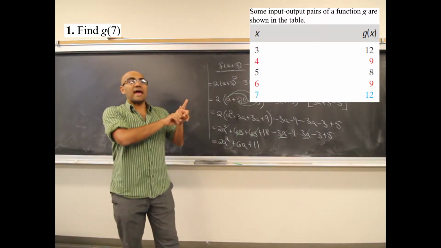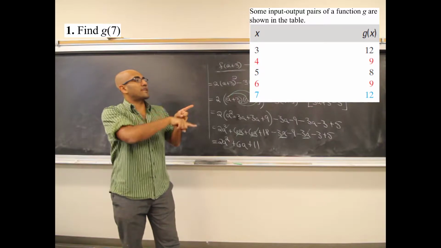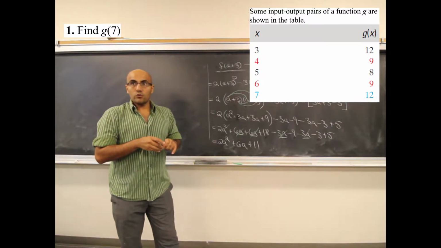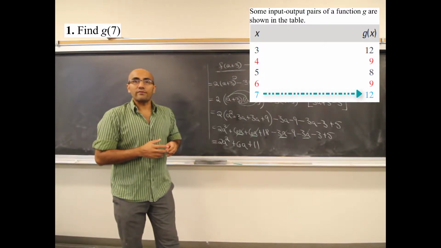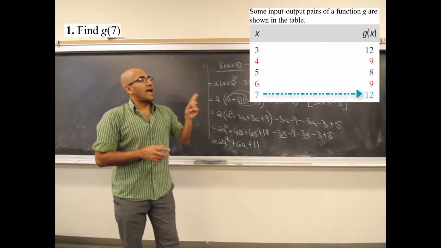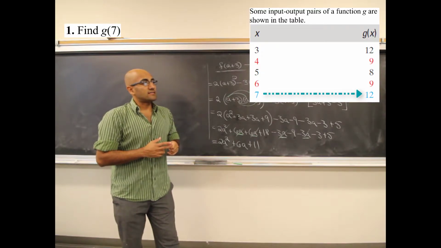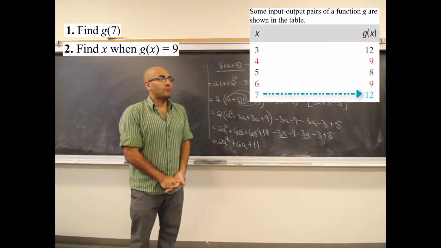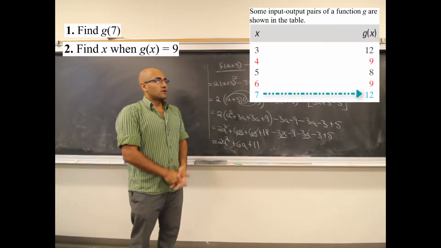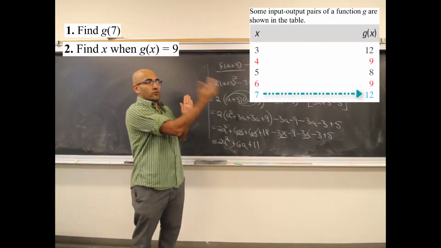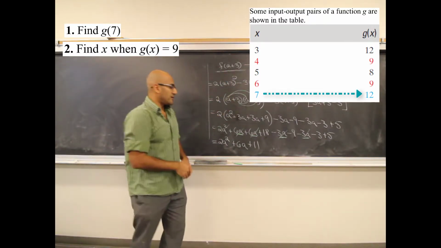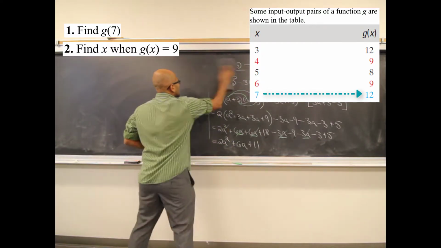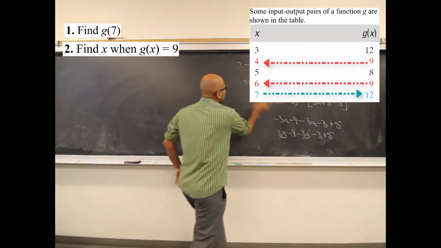Okay, so find g of 7. That means that the x is a 7. So we go on our table, find 7, there it is. So the answer is 12. We would say g of 7 is 12. Good. What about find x when g of x is 9? So which of those input values results in an output of 9? That's what they're asking you. So we're going to have to read it backwards. We go to the right, we see where the 9 is, and we get an input value of 4 or 6. So there are two possible input values.